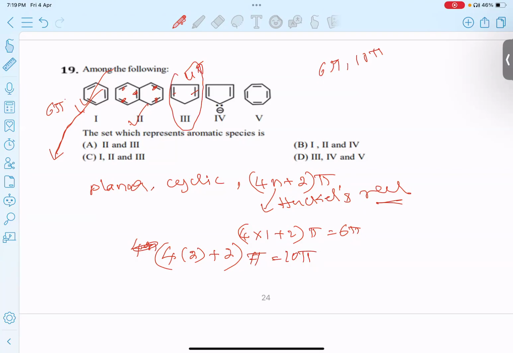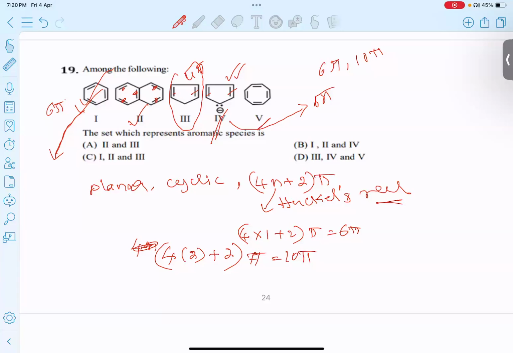Then structure 4 is the cyclopentadienyl anion. Due to the presence of a lone pair, it is a cyclic, planar molecule and also obeys the 4n plus 2 rule. It contains 6 pi electrons: 2 double bonds, 2 pi bonds giving 4 electrons, and 2 electrons from the lone pair. So the lone pair electrons make this structure aromatic. Therefore, structure 4 is also aromatic.